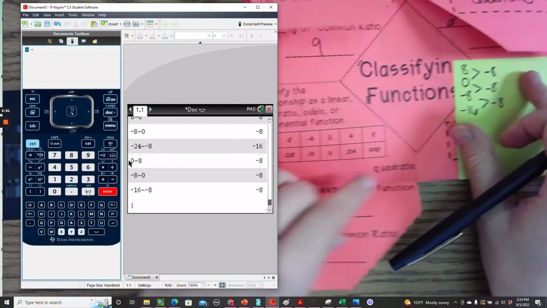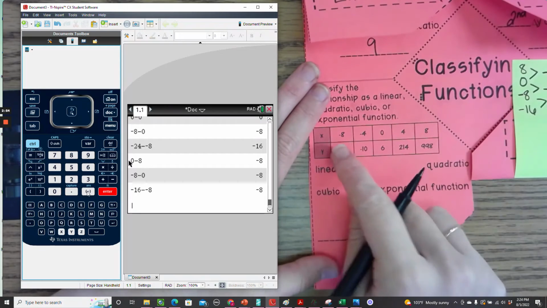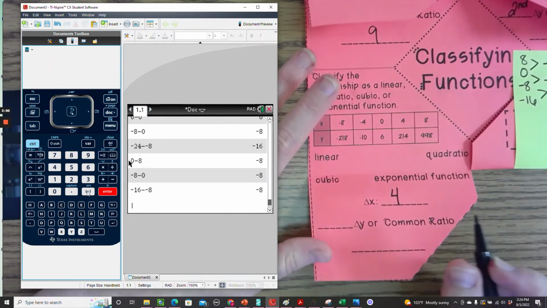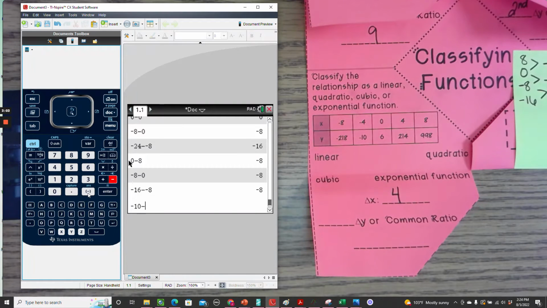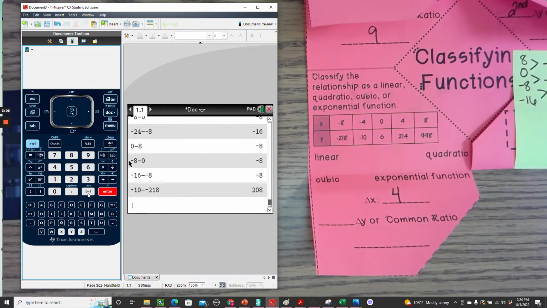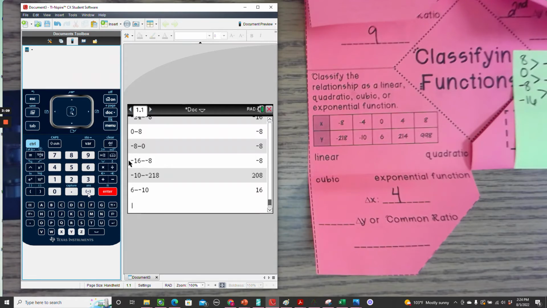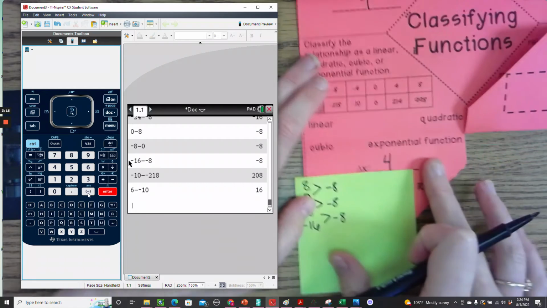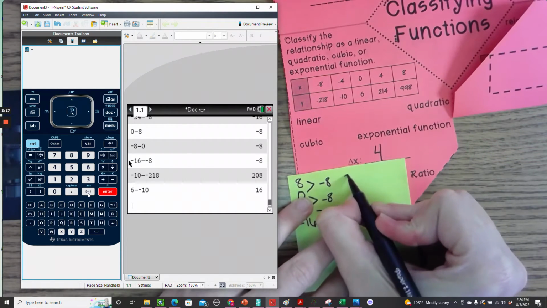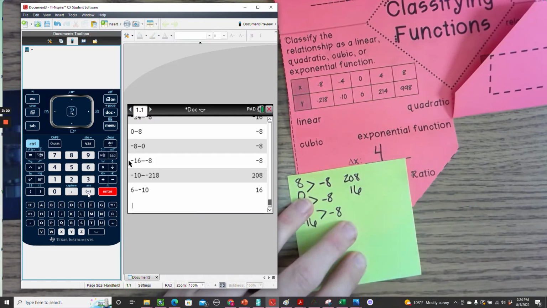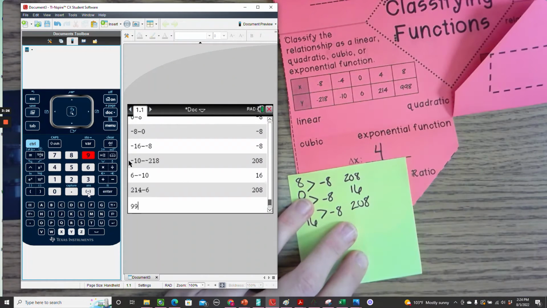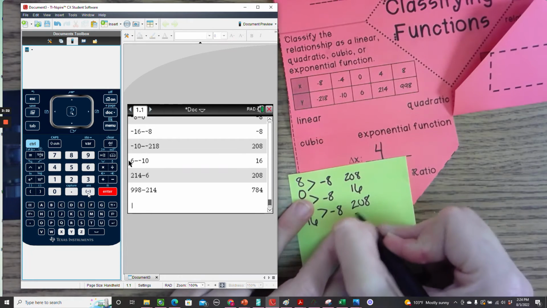Okay, bottom left, same process. This time my change in x, we're adding 4. All right, so -10 minus -218. 6 minus -10. The numbers are different, so I need to write them down. All right, so here we go. I got a 208. I got a 16. 214 minus 6 is a 208. And then 998 minus 214 is 784.